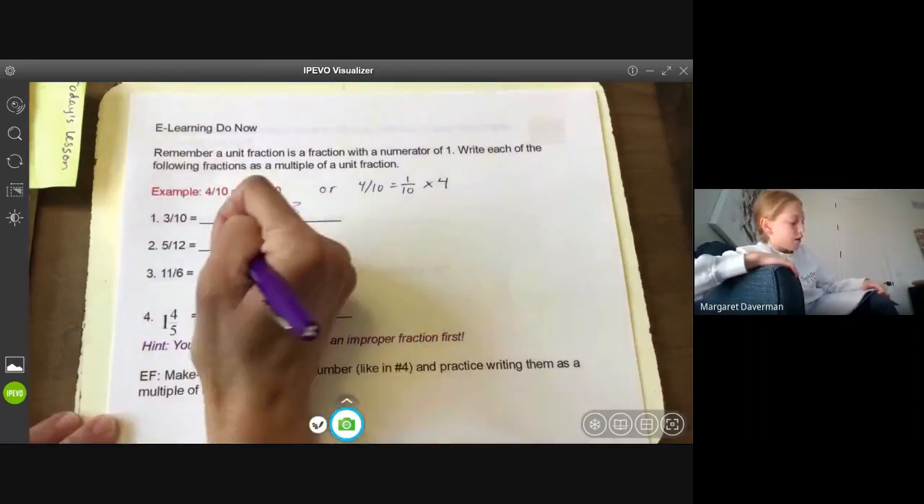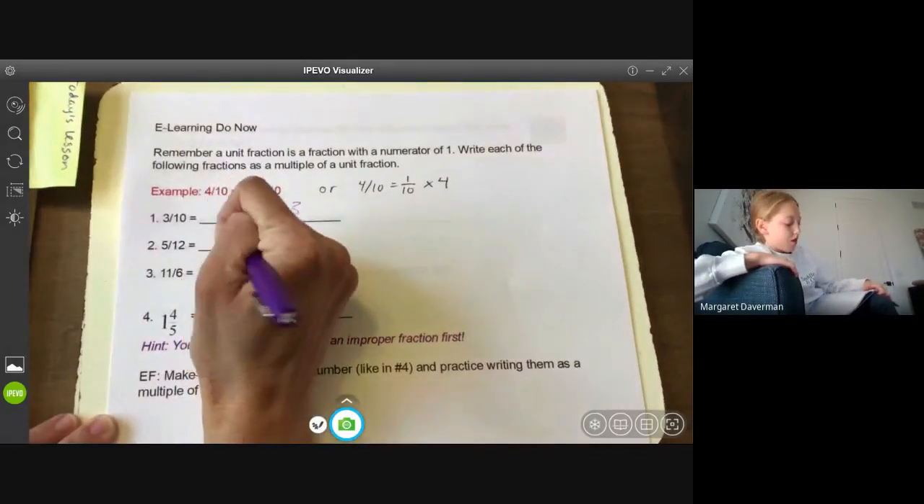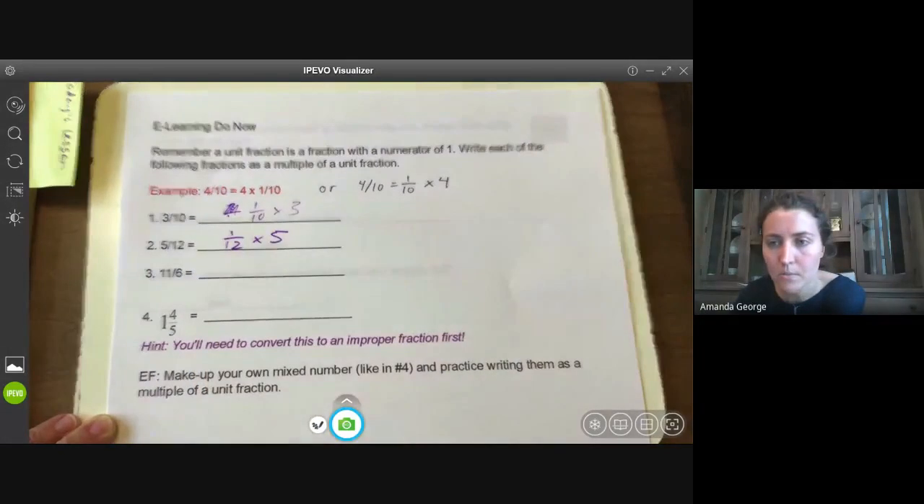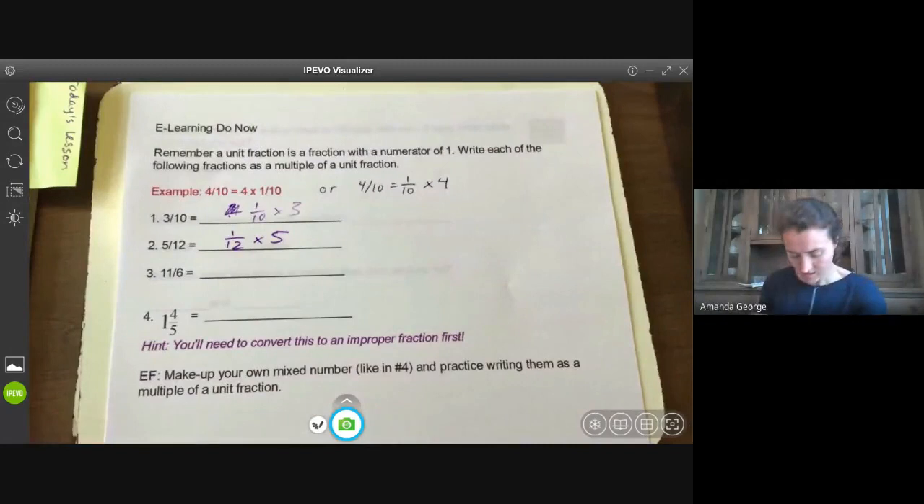Okay, May, number 2. 5/12 equals 1/12 times 5. Great. Your unit fraction and your whole number. Libby, number 3.